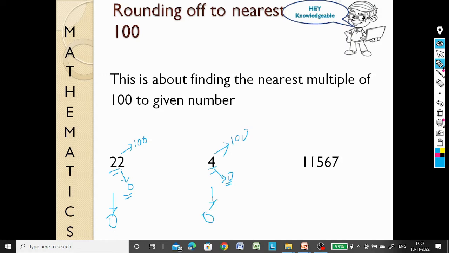If you take the case of 11,567, the multiple of 100 which is just above this number is 11,600, and the multiple of 100 which is just below this number is 11,500. And 567 is near to 600, so it will be rounded off to 11,600. So the answer is 11,600.